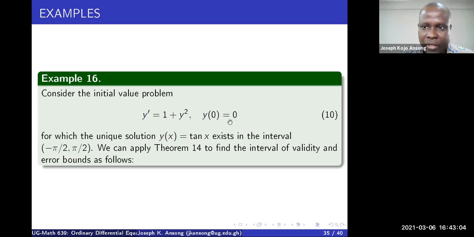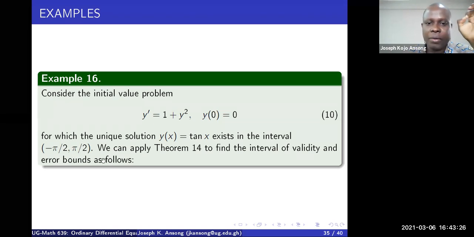when x is 0, y is 0, around this initial condition, this solution actually exists in the interval negative pi over 2 to pi over 2, right? You know the tan, right? Tan from negative pi over 2 to pi over 2, and then it goes that way. So we know the solution, and we know that it exists in this interval.